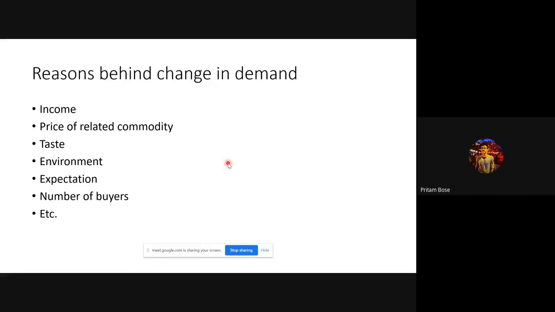Ma'am, also tax rates, taxation structure. No, no, no. If tax is imposed, it is just like an increase in price. Tax is not something among the other factors. It is included in the price. So to me, it is an increase in price, and accordingly my demand will change. It is a change in quantity demanded. It is not a change in demand. Ma'am, won't festivals come under environment?